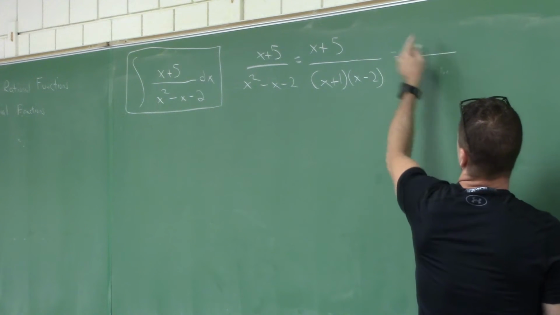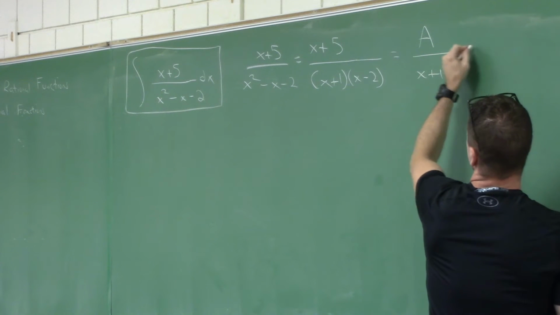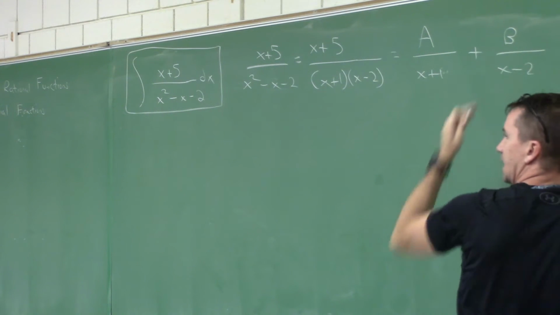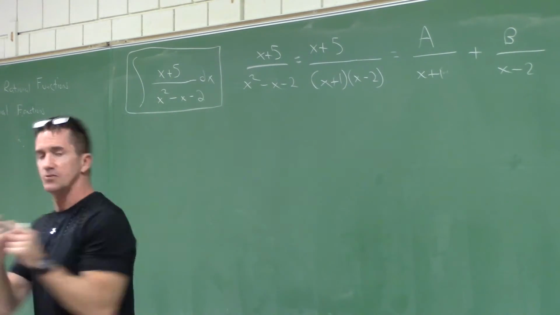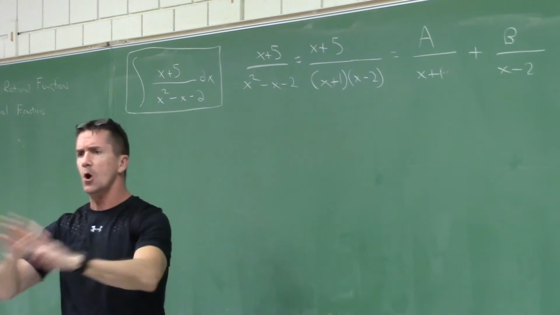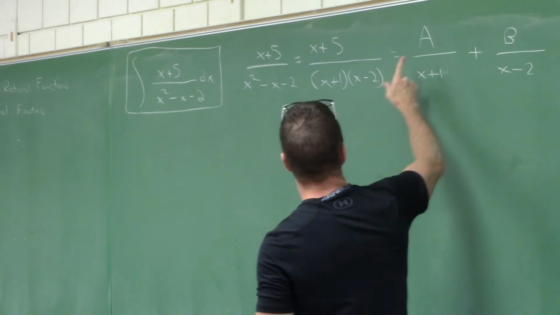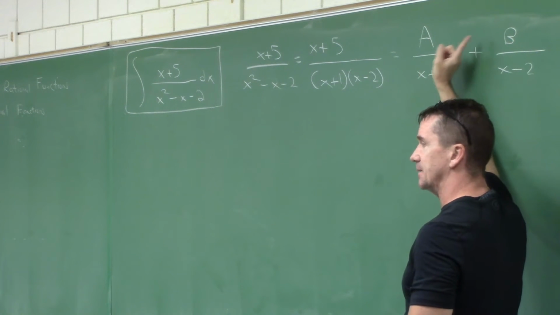What letters do you use here? A over x plus 1 plus B over x minus 2. You got it. That's a key step. You knew exactly how to set this up. Those were two linear factors, no repeated linear factors, no nonlinear factors. But now we've got to algebraically figure out what? The A and the B.